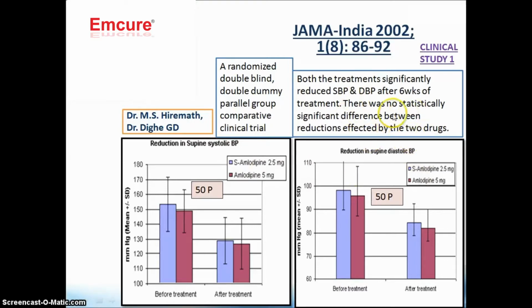So you can see here before treatment and after treatment, the reduction in the blood pressures, systolic and diastolic. So both the treatments significantly reduce systolic and diastolic blood pressure after 6 weeks of treatment, and there was statistically no significant difference between reductions affected by the two drugs. So now we go on to the next slide.